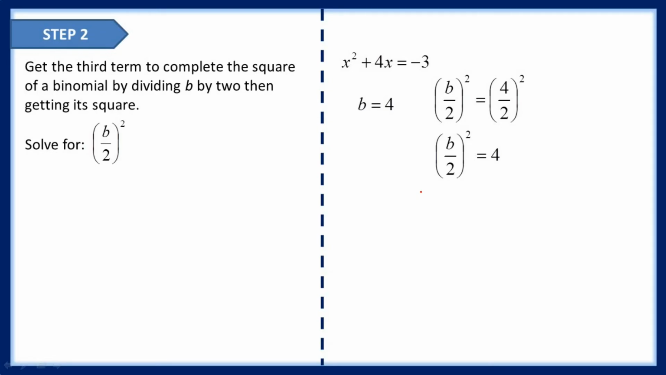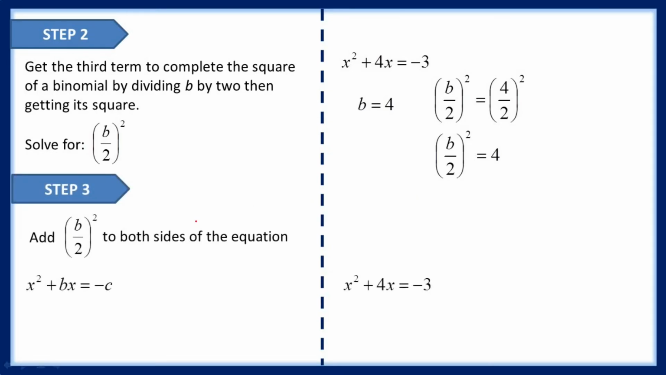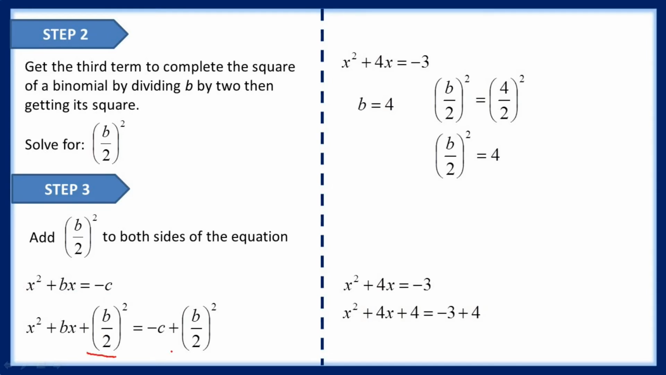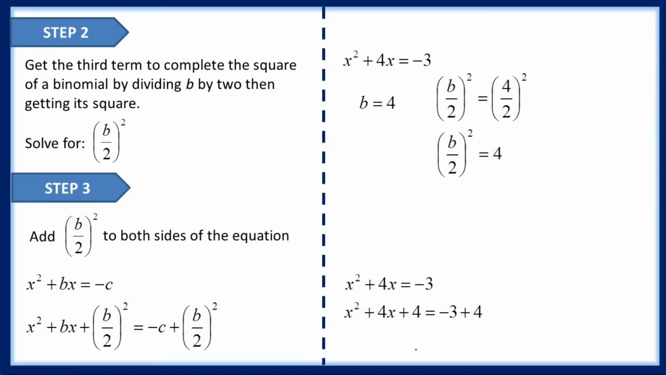Then, for our third step, after we get b over 2 squared, i-add natin siya both sides of the equation. As we do that, dito, i-add natin si b over 2 squared sa left side at sa right side. Dito naman sa ating example, our b over 2 squared is 4. Kaya ang ginawa natin, in-add natin si 4 dun sa left side at dun sa right side ng ating equation. Then, we simplify. Negative 3 plus 4 is just equal to positive 1. Then we arrive at x squared plus 4x plus 4 is equal to 1.